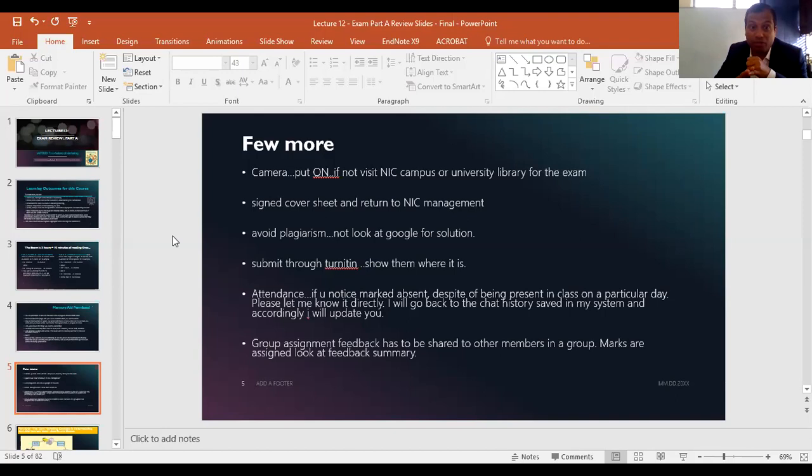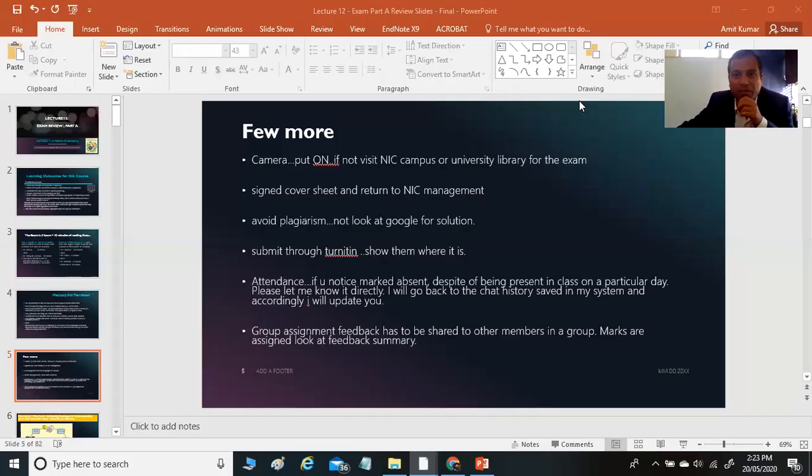Recently, I came to know that there is something like a signed cover sheet that you need to return to NIC. Did you guys follow that instruction or not? Because we came to know through an email that we should communicate this to our students. Let me show you what I'm asking. Yeah, I got it, sir. We just got the email a few days back from the university. I have just filled in that cover sheet and sent it back to the uni.